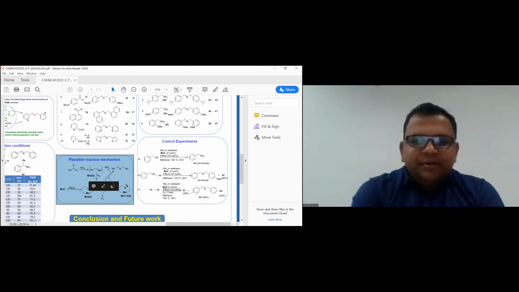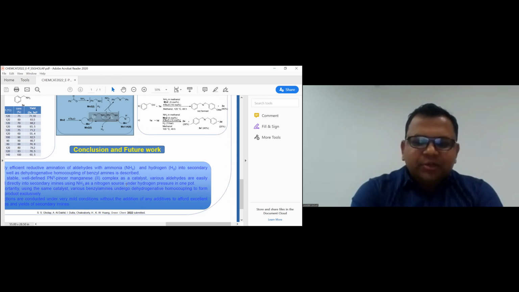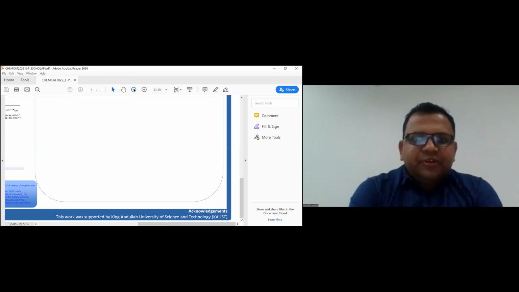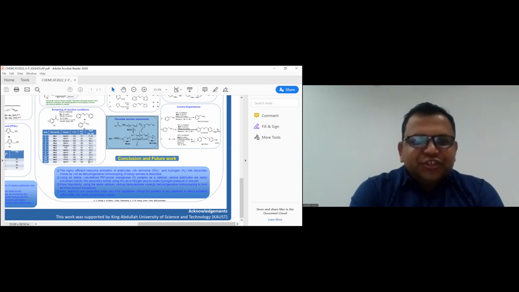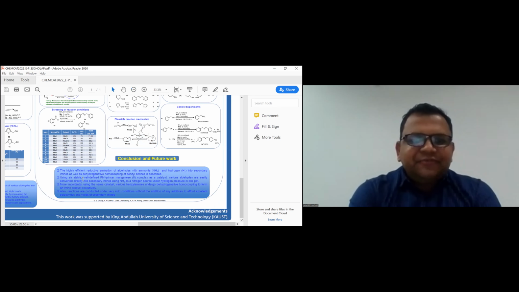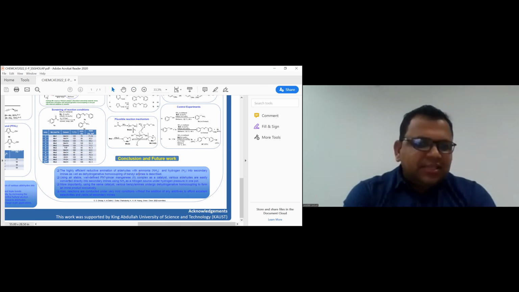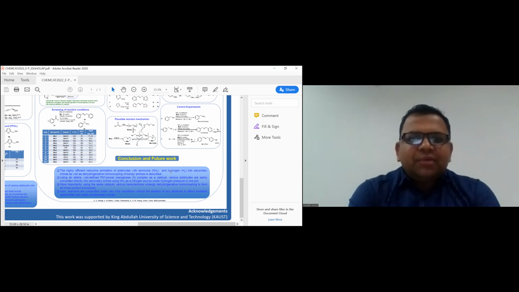And finally, the conclusion that we obtained from this: the highly efficient reductive amination of aldehydes with ammonia and hydrogen into secondary amine, as well as the dehydrogenative homocoupling of benzylamines, is described. Using an air-stable and well-defined PN3 pincer manganese(II) complex as a catalyst, various types of aldehydes are easily converted into secondary amines using ammonia as a nitrogen source under hydrogen pressure in one pot. And more importantly, using the same catalyst, various benzylamines undergo dehydrogenative coupling to form imine product exclusively.